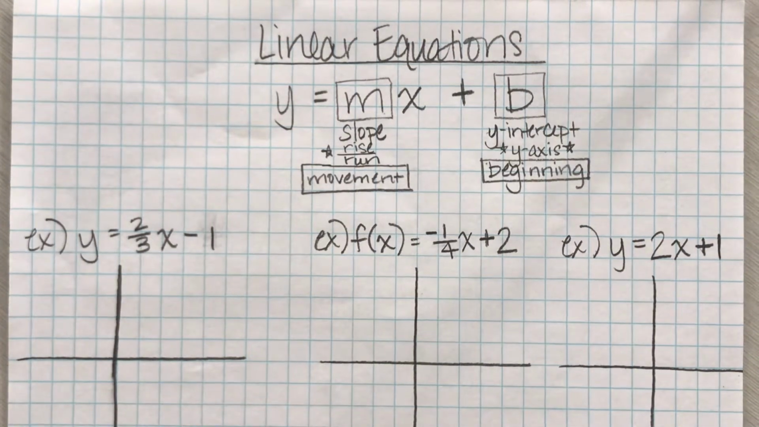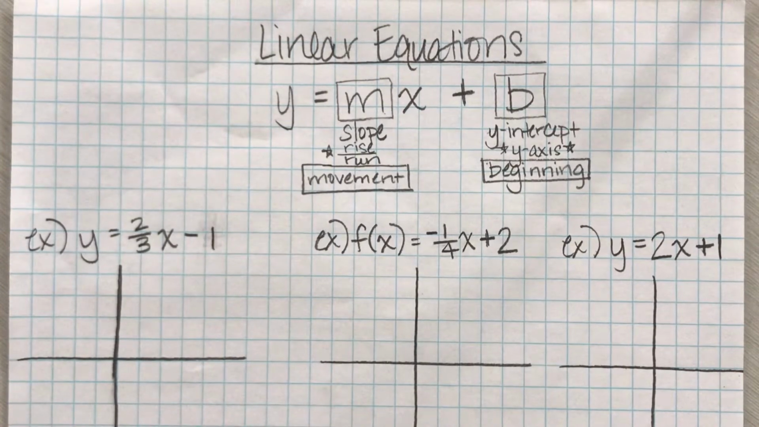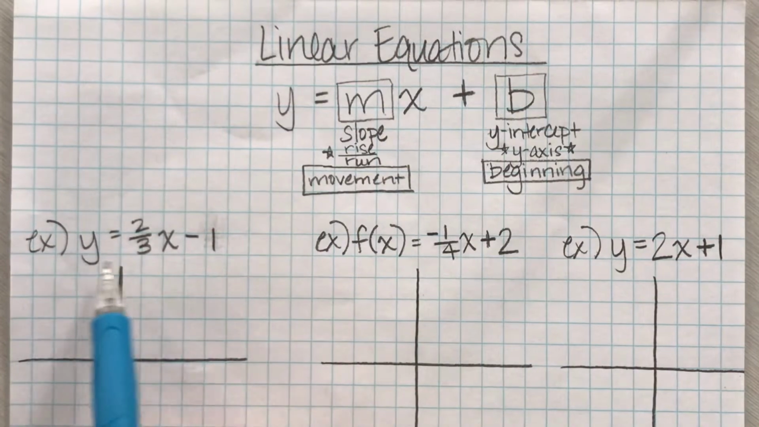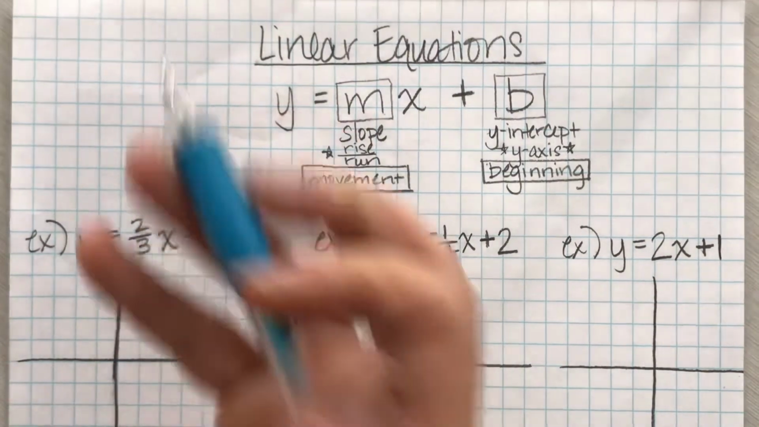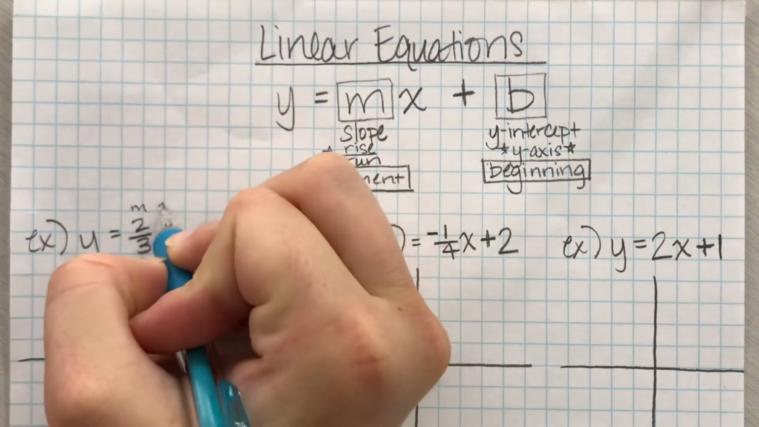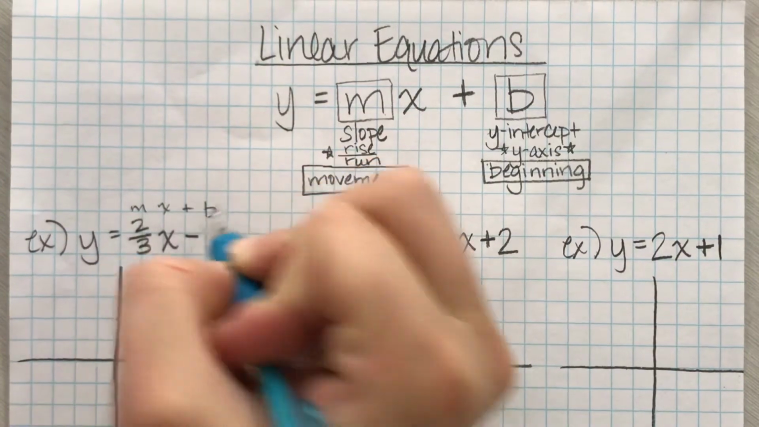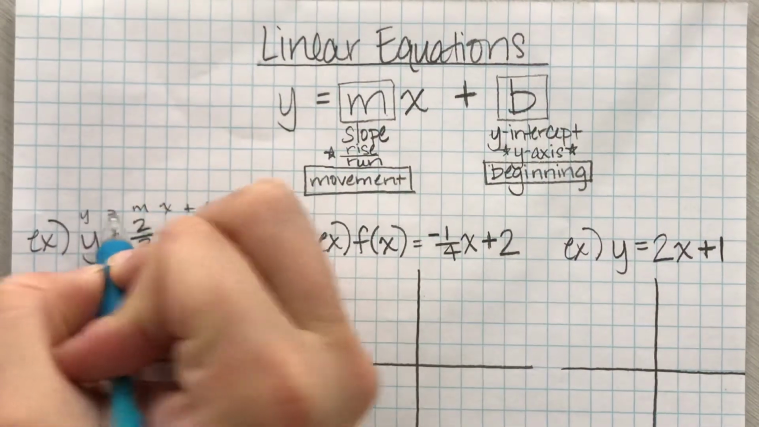All right, here are some examples to go along with the notes that there's a picture in Canvas, but here is a video with some examples. So if I have a formula like this, the format that we use the most in Algebra 1 is mx plus b, y equals mx plus b.